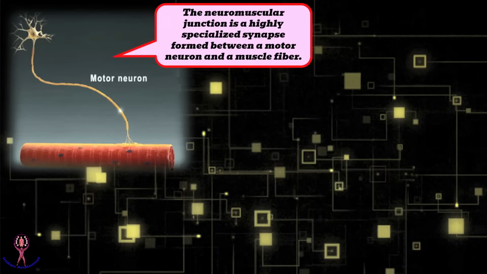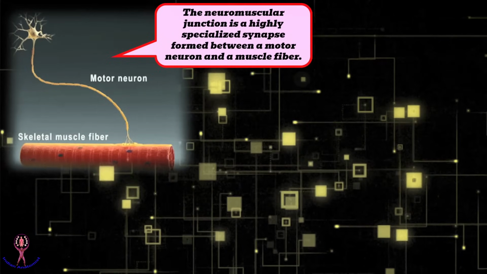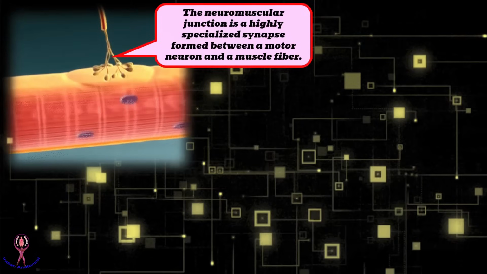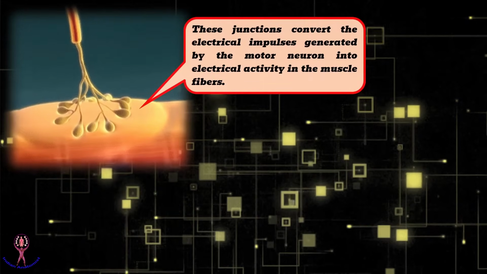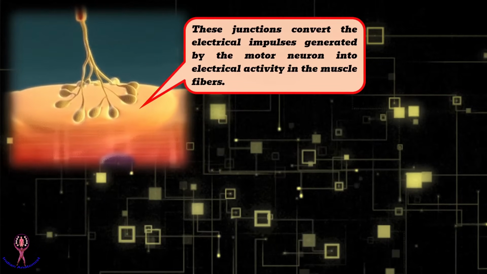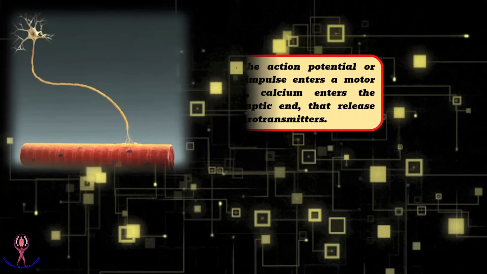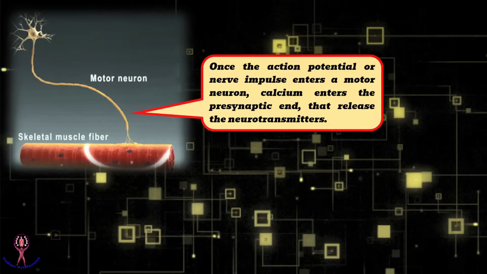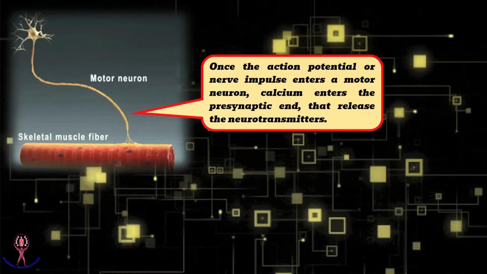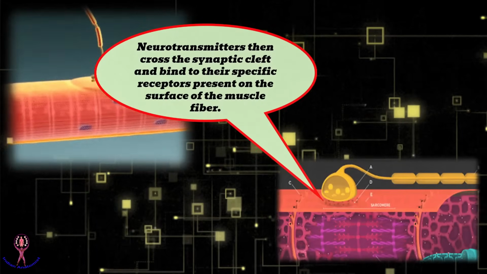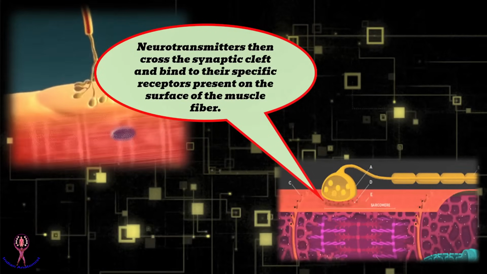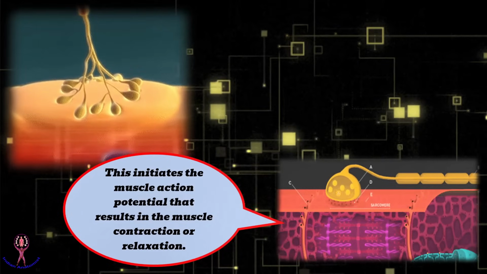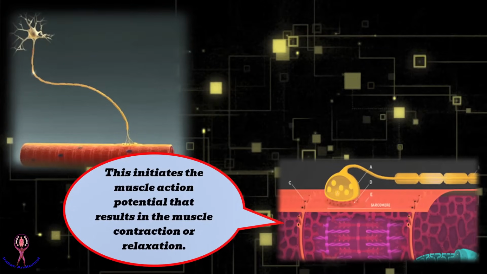The neuromuscular junction is a highly specialized synapse formed between a motor neuron and a muscle fiber. These junctions convert the electrical impulses generated by the motor neuron into electrical activity in the muscle fibers. Once the action potential or nerve impulse enters a motor neuron, calcium enters the presynaptic end, which releases the neurotransmitters. Now, the neurotransmitters cross the synaptic cleft and bind to their specific receptors present on the surface of the muscle fiber. This initiates the muscle action potential, which results in muscle contraction or relaxation.